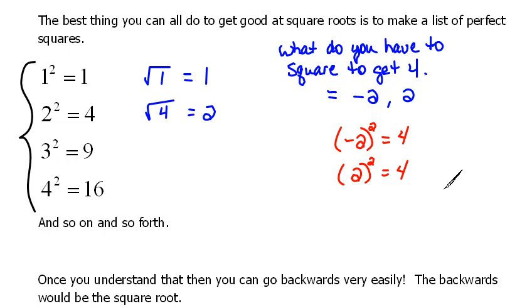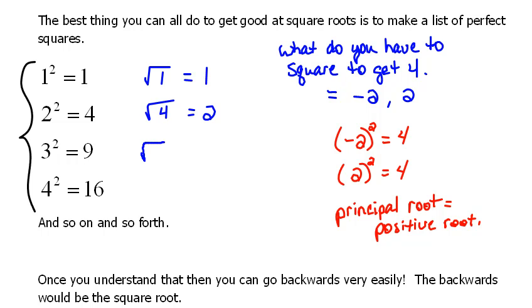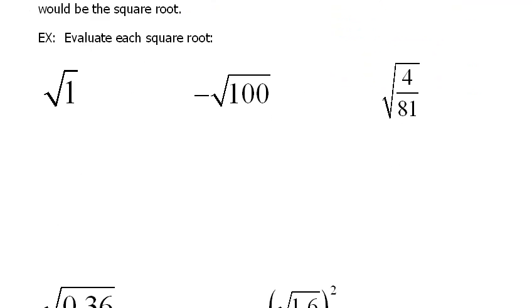Now, we're going to be dealing mainly with what's called the principal root. I'll write that out here. The principal root is basically just the positive root. So whenever we say what is the square root of 9, we're going to be interested in 3 because that's the principal square root of 9. Once you get this idea, it is going to make things so much easier going through. Let's practice with a few of these problems.